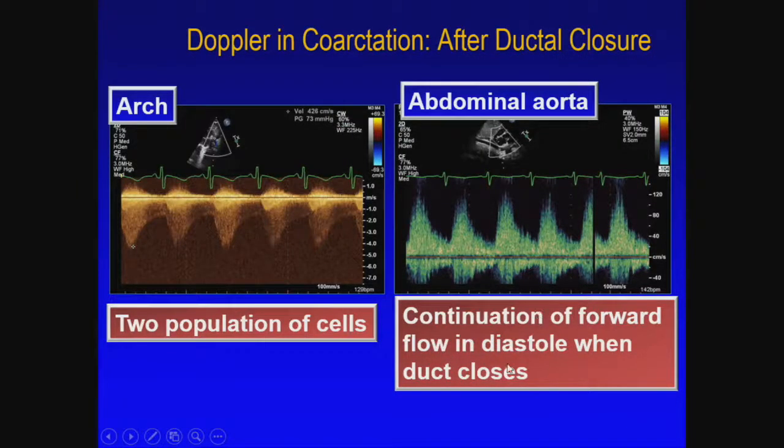On arch imaging, there are typically two populations of cells, a sawtooth appearance, and continuation of forward flow in diastole, both in the abdominal aorta as well as in the arch, very typical for coarctation of aorta. If you see this picture, you think about coarctation of aorta or narrowing proximal to the area where you're interrogating.